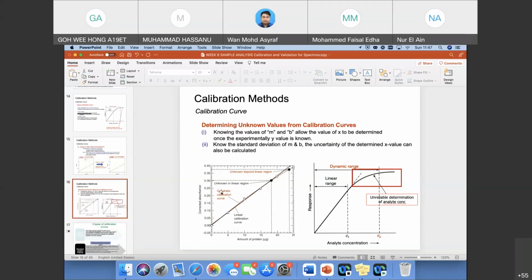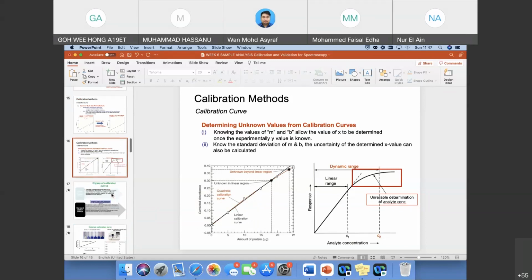So basically, your unknown would give some sort of absorbance. Maybe your unknown gives 0.2. So you move across to the middle of the graph, hit the calibration curve line, and then you move down onto your amount of protein on the x-axis, and then you've got the concentration of your unknown. Or you can do it by calculation as well, based on the straight line equation. All right.